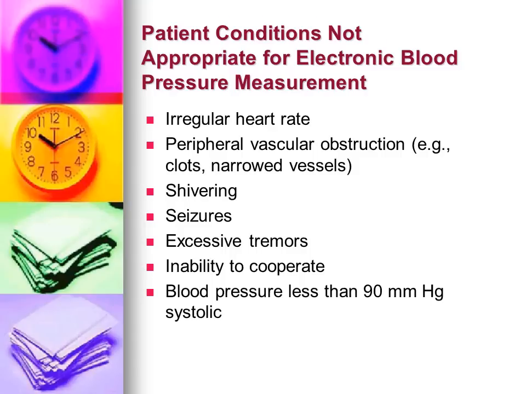Patient conditions not appropriate for electronic blood pressure measurement would be an irregular heartbeat, peripheral vascular obstruction, clots, narrow vessels. If the patient is shivering, or maybe they're having a seizure, or maybe they're having excessive tremors, or an inability to cooperate, or if the blood pressure is less than 90 millimeters of mercury systolic. So all of these are conditions. If your patient is having any or all of these conditions, then you would not use an electronic blood pressure cuff.